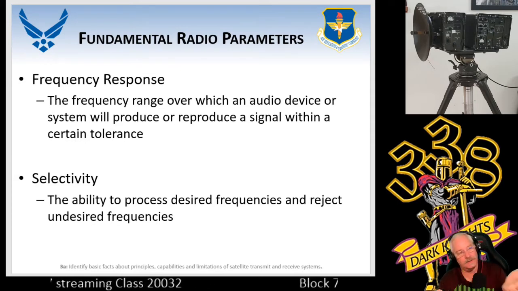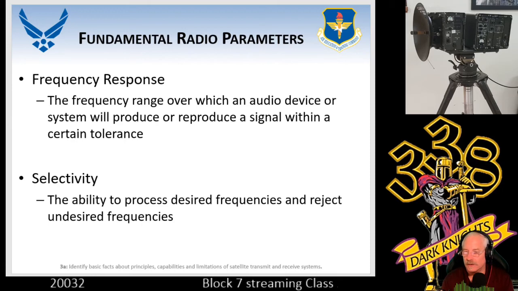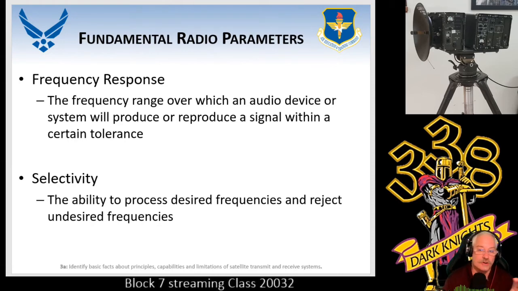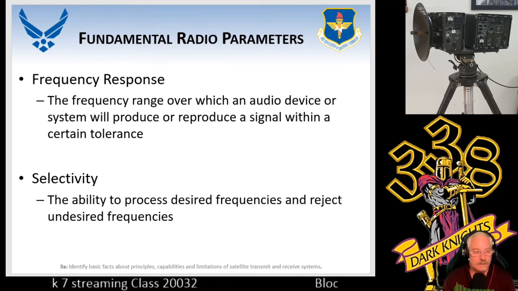Why? Because you have a frequency range over which an audio device, in some cases a system, will produce and reproduce a signal within a certain tolerance. So if you get a really good set of headphones with a very low percentage as far as frequency response, it's going to sound just like it was if you were there. Unless the system is, you're only as good as your weakest link.